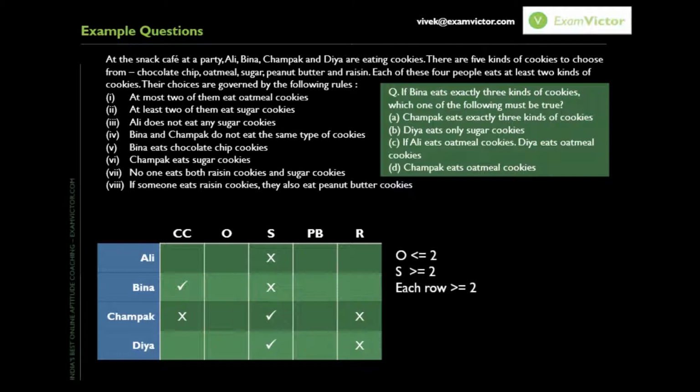So I think we are left with no options except to say that Beena eats raisin and peanut butter, right? And she does not eat oatmeal. The exact 3 types of cookies that she's eating are chocolate chip, peanut butter and raisin. Now, we've done this by a process of iteration. How would you do this faster in the exam?